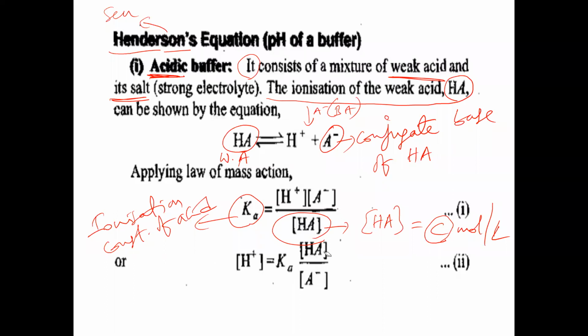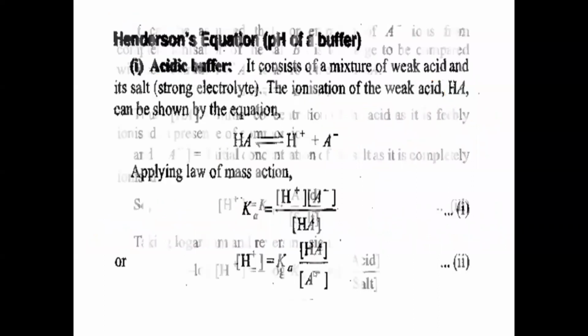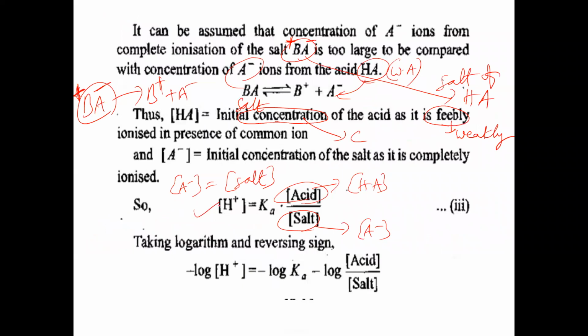In place of HA, what can we write? Acid concentration. A minus means salt concentration. That's what we have written now. H plus is equal to Ka into acid concentration by salt concentration. Let it be equation 3.